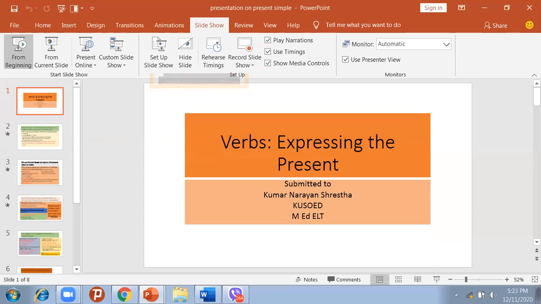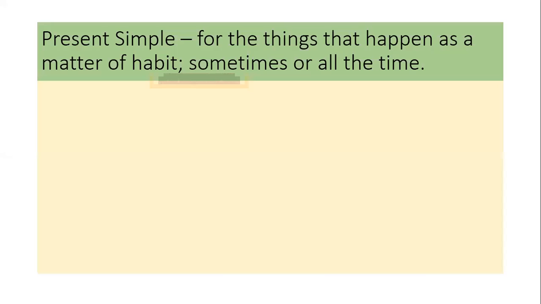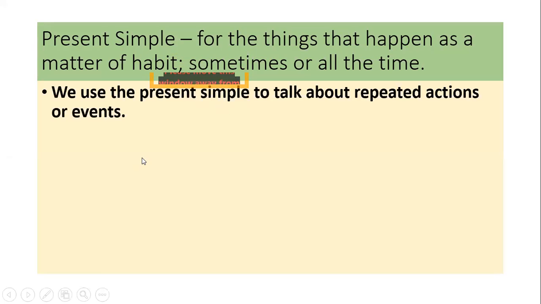So, present simple is my topic actually. The present simple is used to tell the things that happen as a matter of habit, that happen sometimes or all the time. And we use the present simple to talk about repeated actions or events as well.